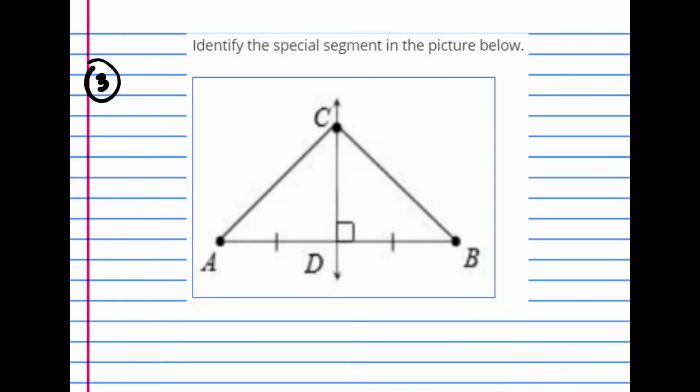Number 3, of course, is another special segment to identify. So now you see that right angle again, but this time we have this side cut in half. We have 2 equal parts. This isn't the altitude. This is actually our other one. This is our perpendicular bisector.